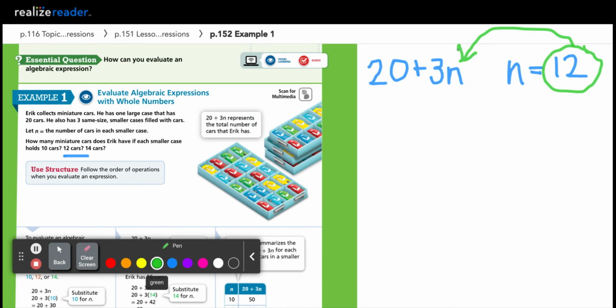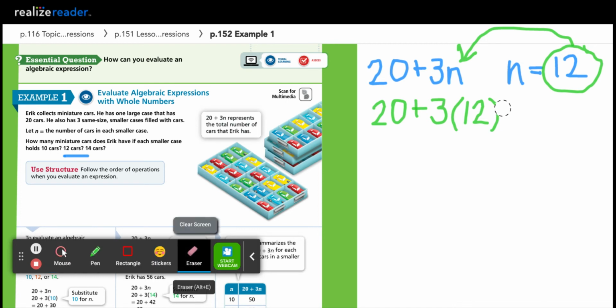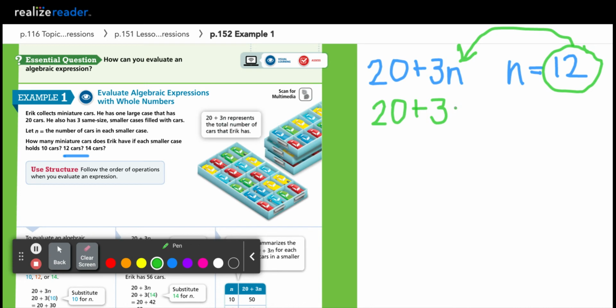So we're going to rewrite this exactly how we see it. You should be rewriting this in your notebook. 20 plus 3 in parentheses 12. That's multiplication there. You could also put a multiplication dot. I'm going to say that we're no longer using multiplication crosses or multiplication x's because you're going to get confused and think that that x is a variable.